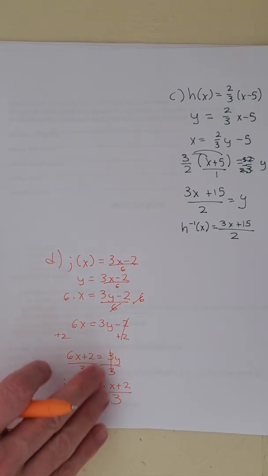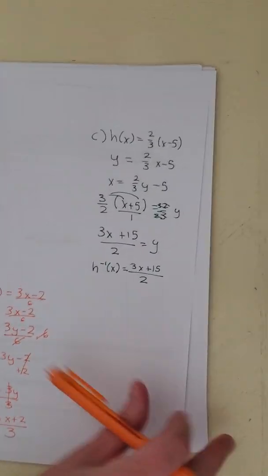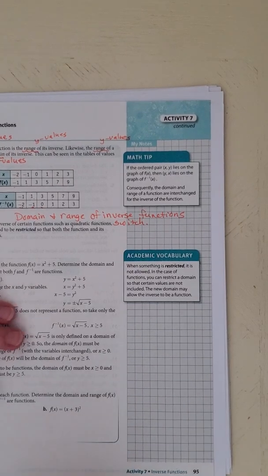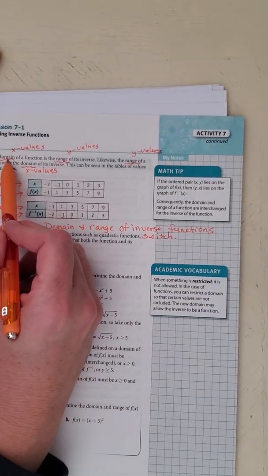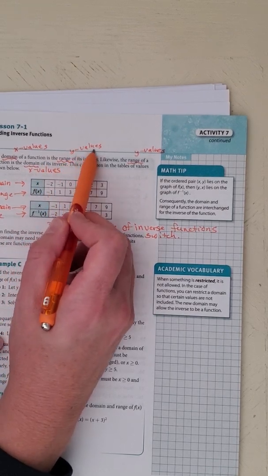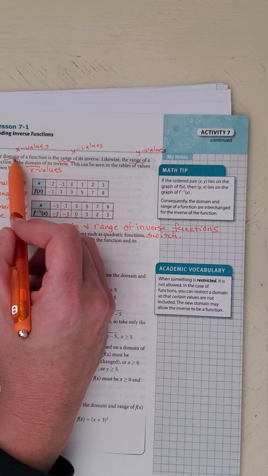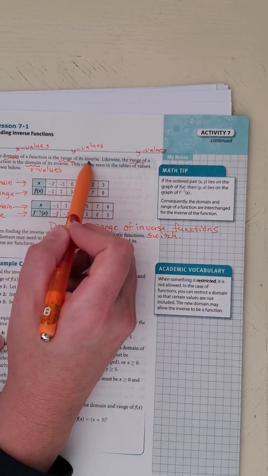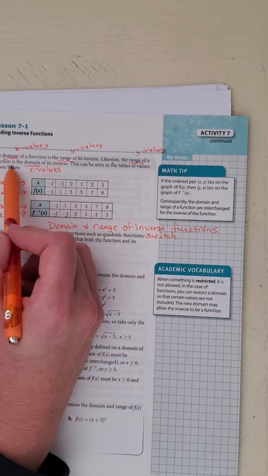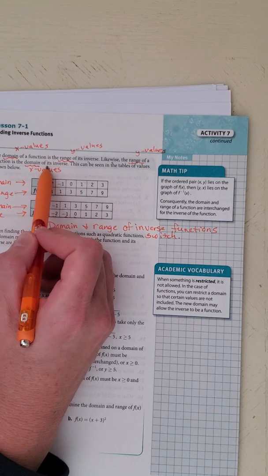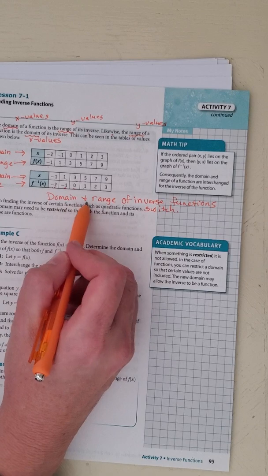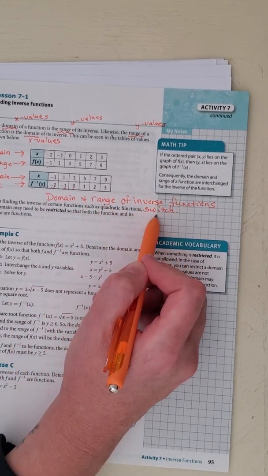All right, let's go ahead and flip over to the next page of the notes. All right, so we're on page 95, and it says the domain, which is the x values of a function, is the range, or the y values, of its inverse. So the domain of the function is the range of the inverse function, and likewise, the range, which is your y values, of a function is the domain of its inverse. So in plain words, the domain and the range of inverse functions will switch.